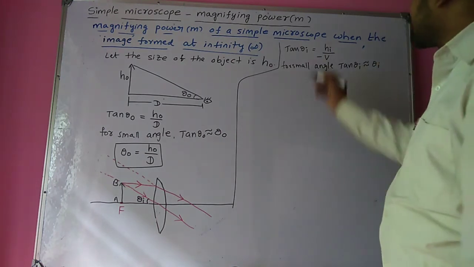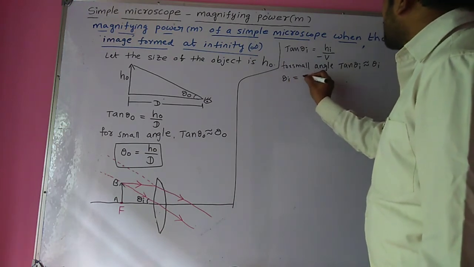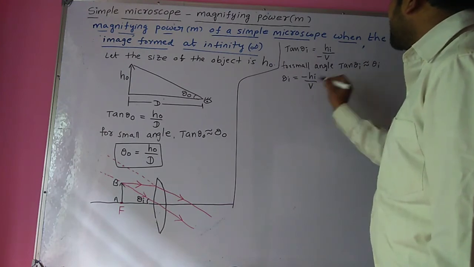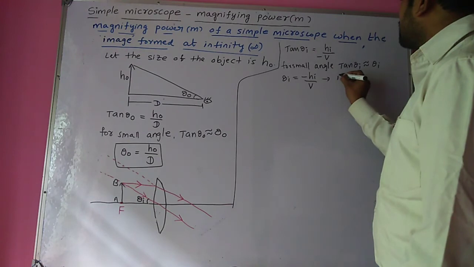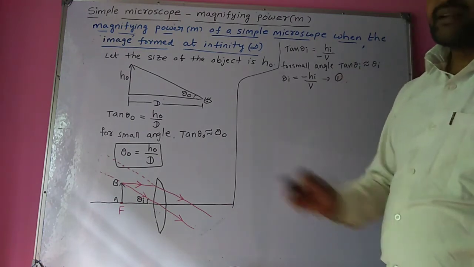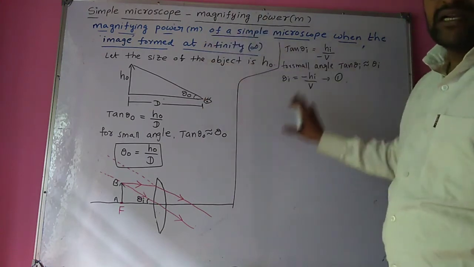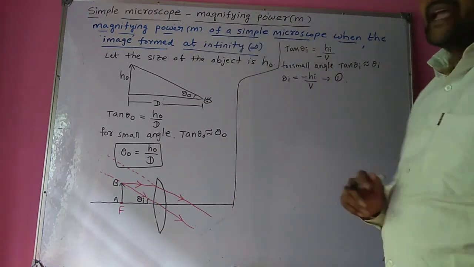Small angle approximation. Now this can be written as theta I is equal to minus HI by V. Let it be equation number 1 in this derivation. Theta is equal to minus HI by V.